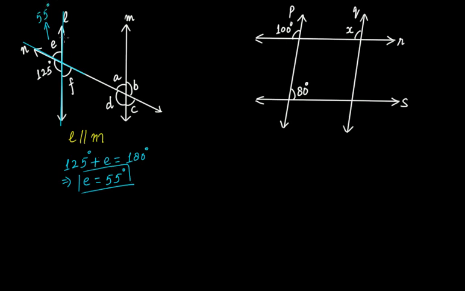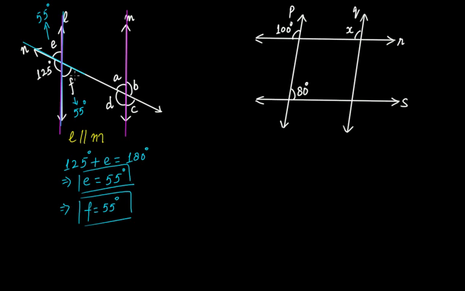Now again focus on this line and this line. These two lines are intersecting here. E and F are vertically opposite angles, and vertically opposite angles are always equal. Therefore, E is equal to F. If E is equal to F, then F will be equal to 55 degree. So this is also 55 degree. Okay. Now, if we focus on this line, and on this line.